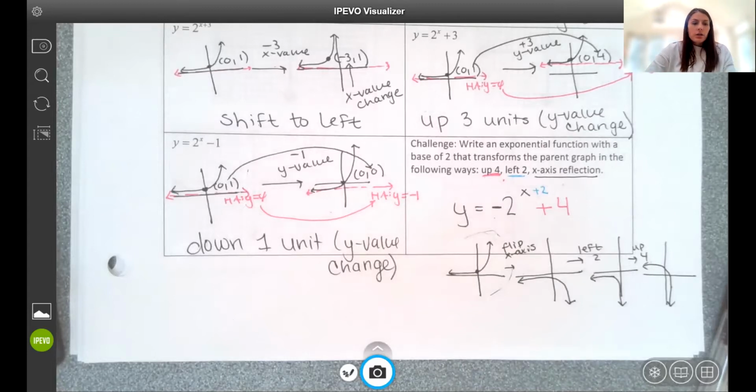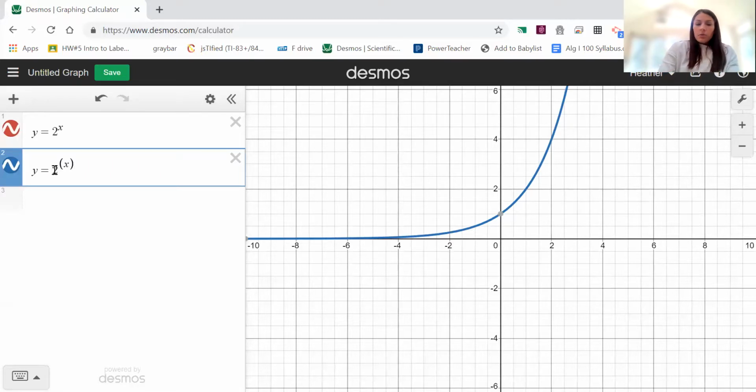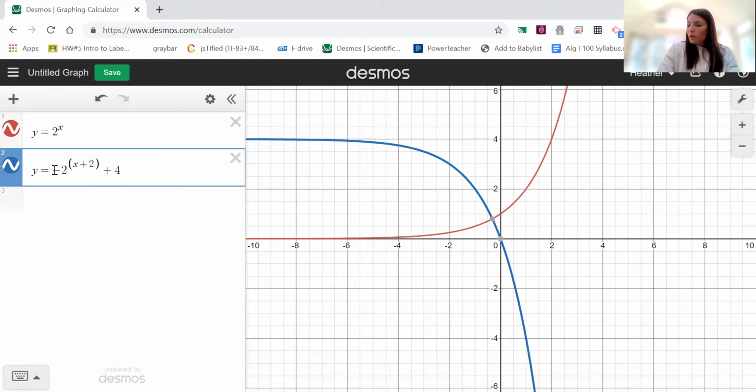Okay, so here's my function. I'm going to flip it over the x-axis. There's the first change. We wanted to go left 2, so add 2. There's my left 2. Then we want to go up 4. Add 4 at the end. And there's my graph. I match my sketch pretty well. I'm a little too high up on my y-intercept, but overall I'm okay. So that's how I can put those transformations together and have multiple things happen to this parent function, where I'm flipping, shifting left, right, up, down, giving me a new exponential function graph.